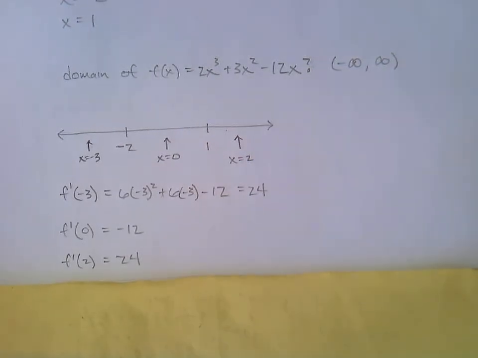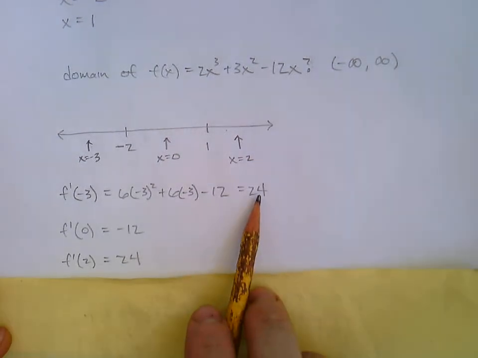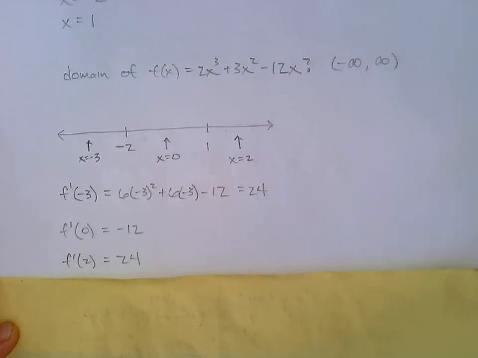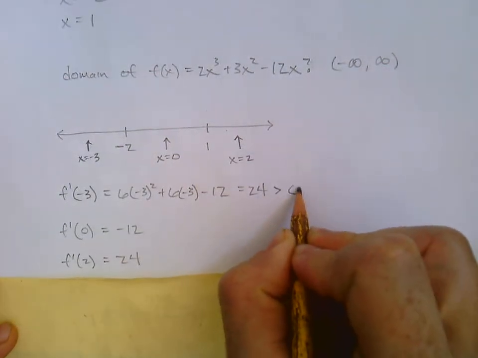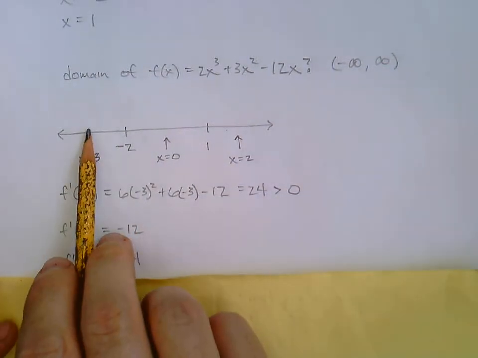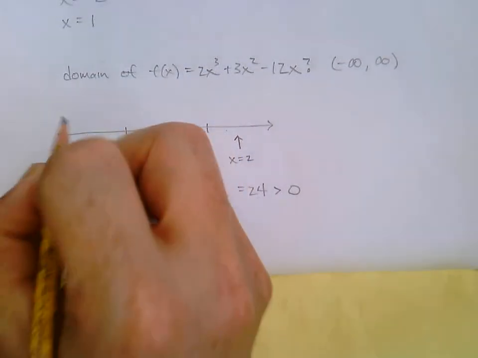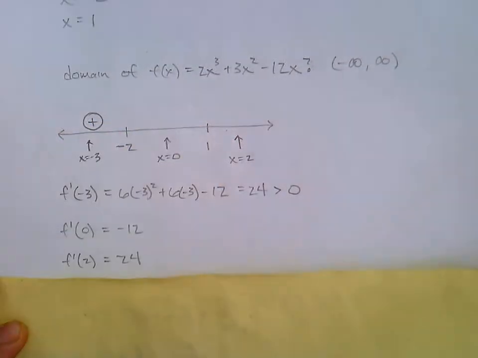What's the big deal? 24. What do we do with that? It's not so important what the number is. It's just, is it positive or negative? So this is positive, so we know the derivative here is positive. So I'm going to put a plus sign.